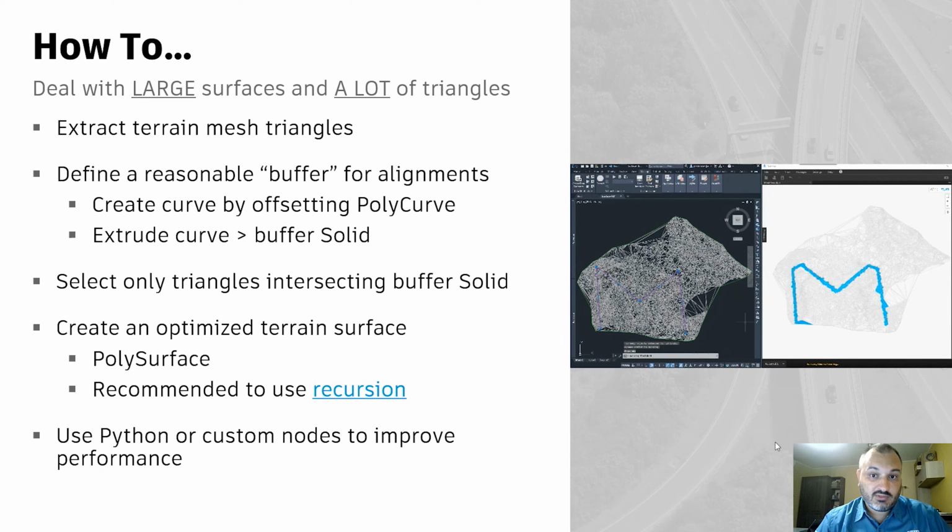So every second counts. To do that, it's recommended that you find the logic to create an optimized terrain surface, introducing this concept of buffer around the alignment and combining these triangles inside a polysurface. And again, for performance reasons, it's highly recommended that you implement a recursion mechanism to combine these triangles in a more efficient way.